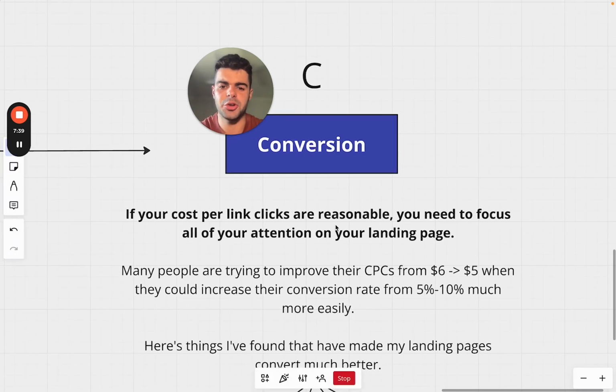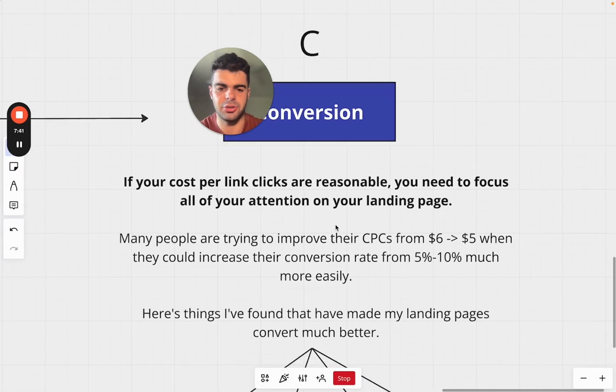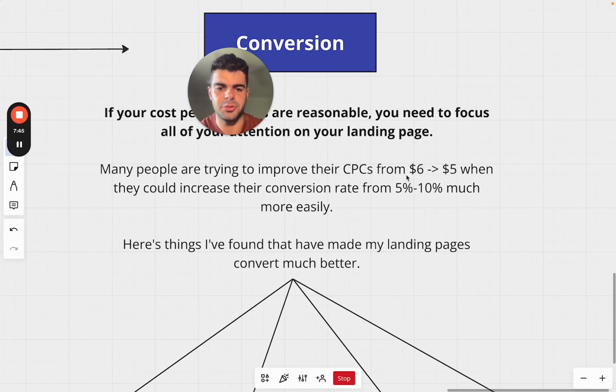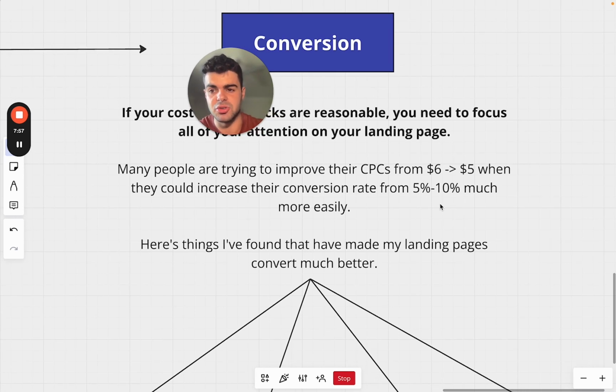So if your cost per link clicks are reasonable, just focus your attention on your landing page. A lot of people are trying to improve their cost per clicks from like $6 to $5, only making a 20% or whatever improvement. But you could put that effort into moving your conversion rate from 5 to 10%, and you're now doubling the amount of leads or booked calls that you're getting, which is huge.